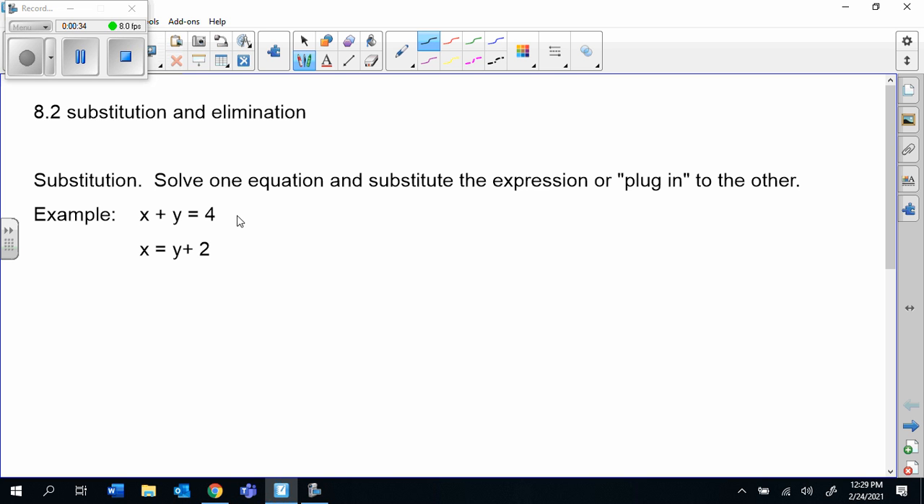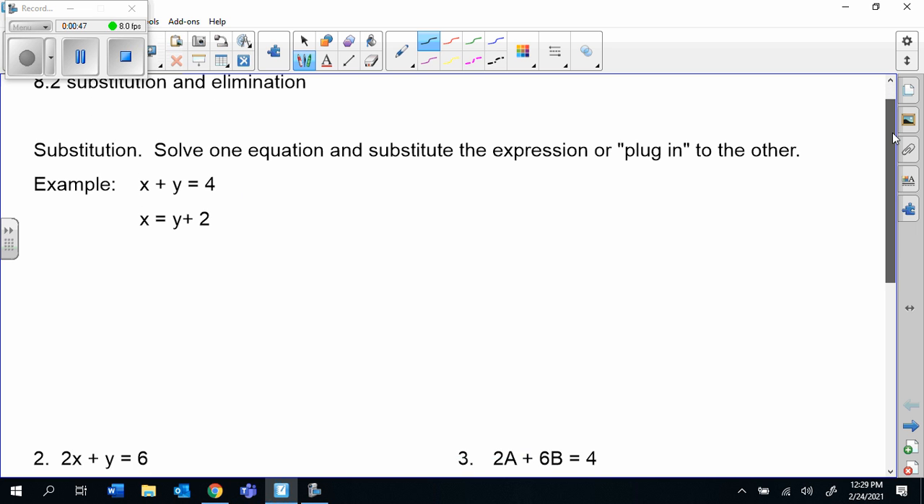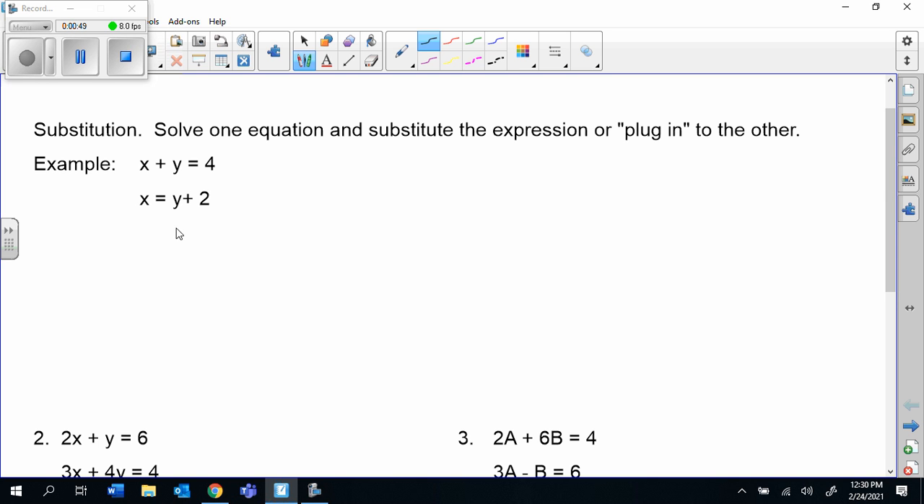So there's two types of solving systems in addition to graphing. There's a few other types as well. You can use some technology. You can do some things with something called matrices. But these are two of the most common ones. And the first one we're going to learn is substitution.